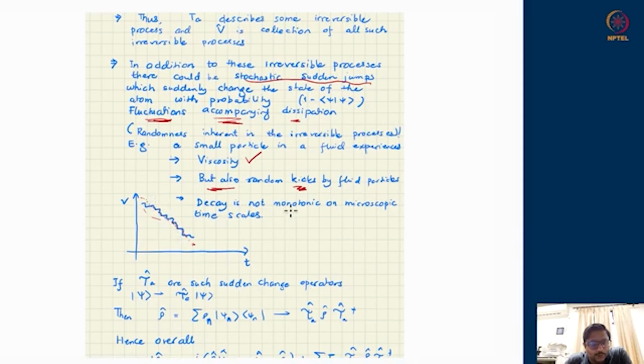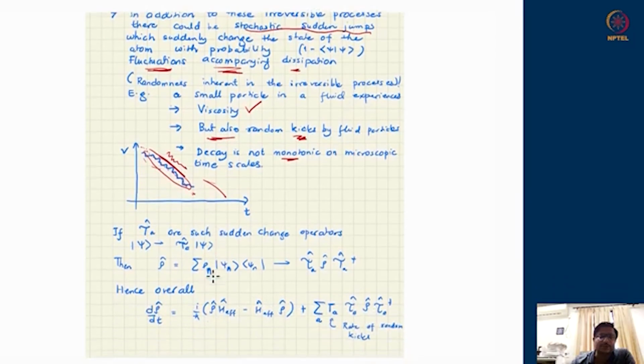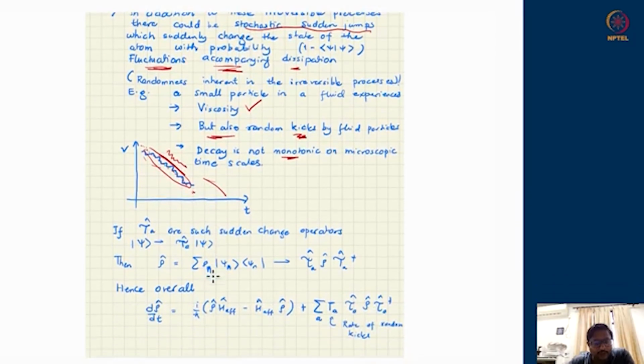So it is not a monotonic function on microscopic time scales. Only if I zoom out of this region will it look like a smooth curve like that. But if you really zoom into this, I will see that there are tiny fluctuations. This curve is not really smooth like that. Okay. So this is the dissipation, and fluctuations accompany all dissipative processes, and are thought to carry some fluctuating characteristics as well.